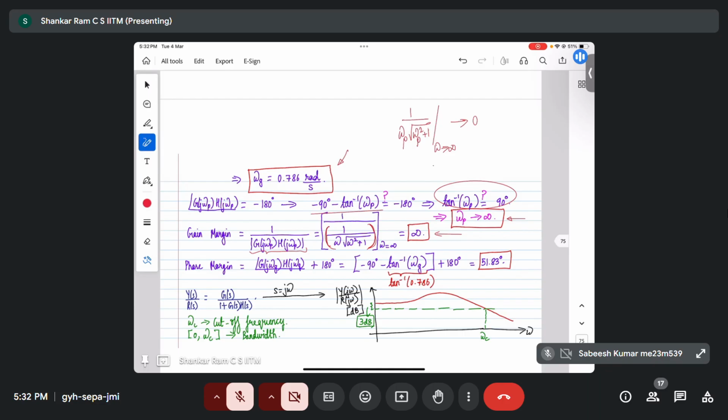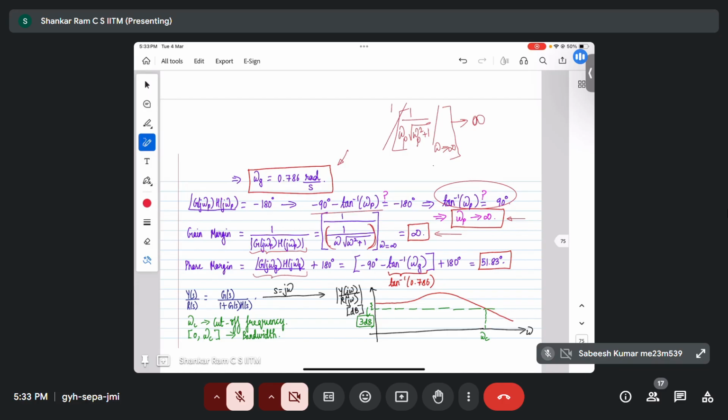But then we are looking at the reciprocal, right? Gain margin is 1 divided by this, so what will that tend to? It will tend to infinity, right? That is why we get infinite gain margin, which is very positive. It means that no matter how much gain I put into the system, I am never going to reach instability.